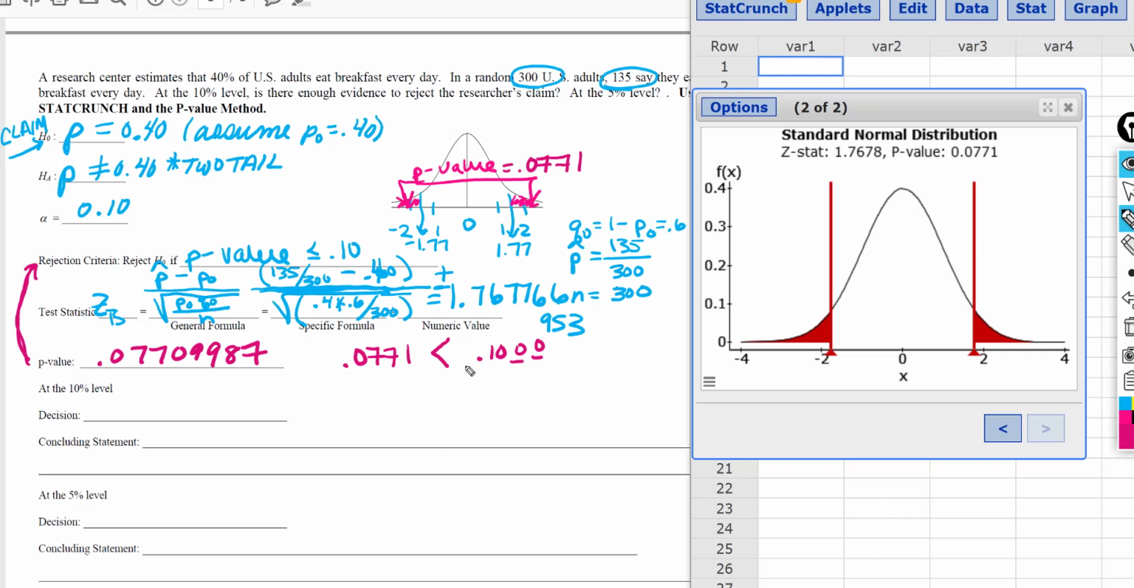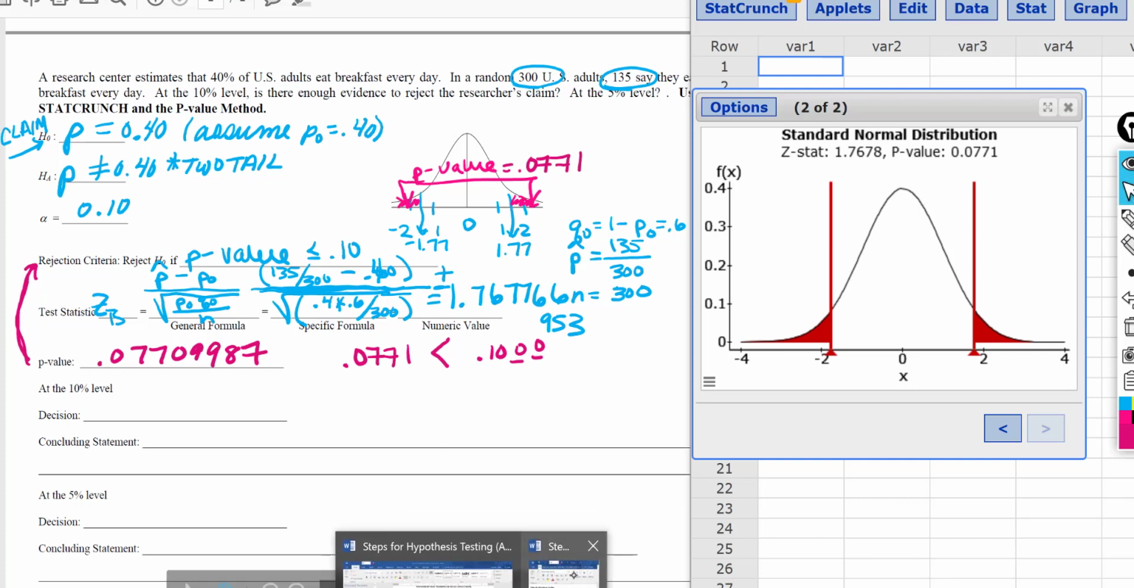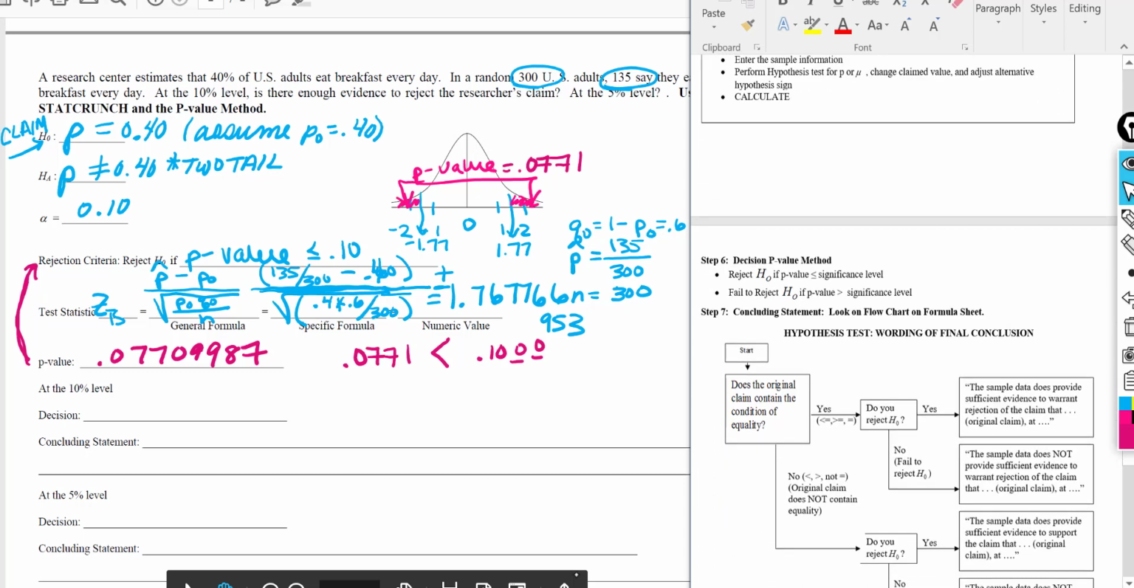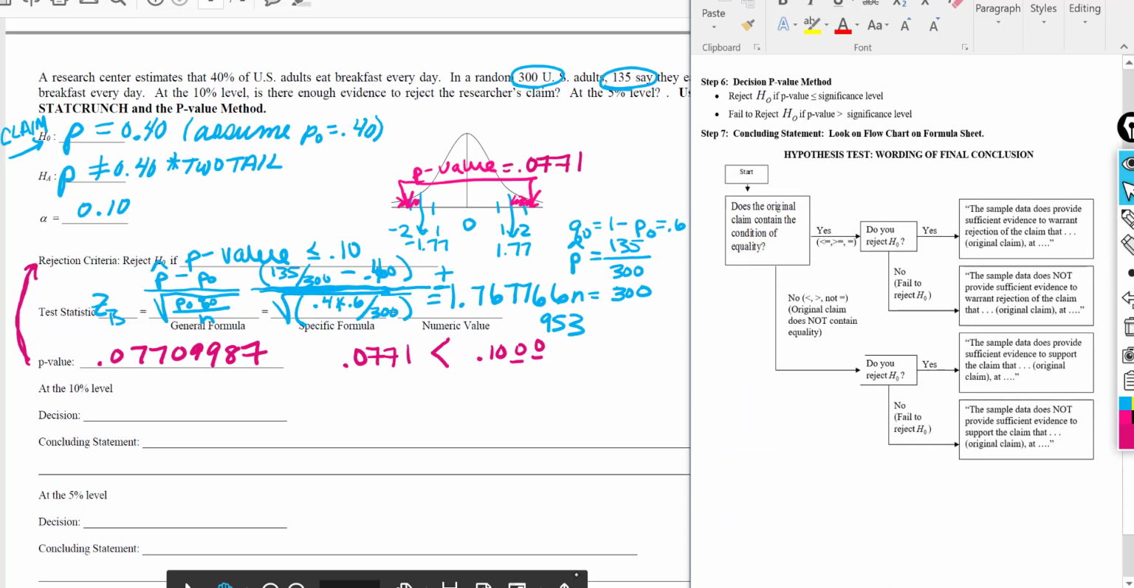So our decision. If you're not sure what decision to make, remember we can also look at our steps for hypothesis testing. So these are the StatCrunch information here at the bottom of your hypothesis test worksheet. Moving to the next page, remember we reject the null hypothesis if our p-value is less than or equal to our significance level, which it is. So our decision for this one is going to be reject the null hypothesis.